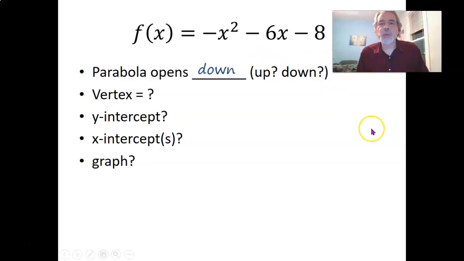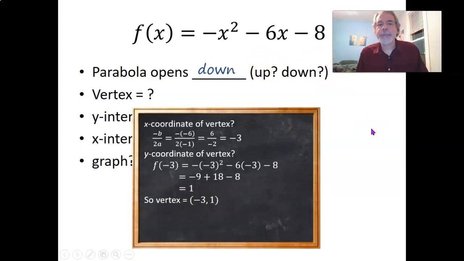The vertex would be, well, let's see. If we do our -b over 2a thing, that would be -6 over 2 times -1. b is -6 and a is -1. But when we do -b, that's +6. And then 6 over -2 is -3.